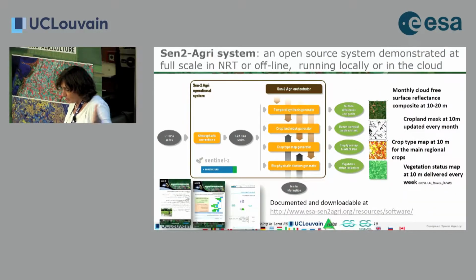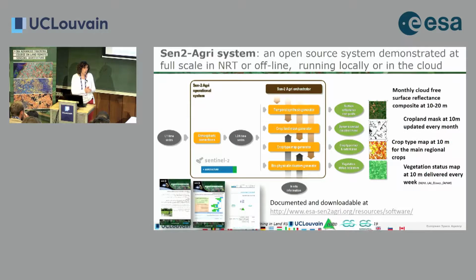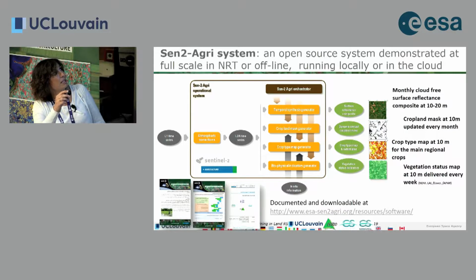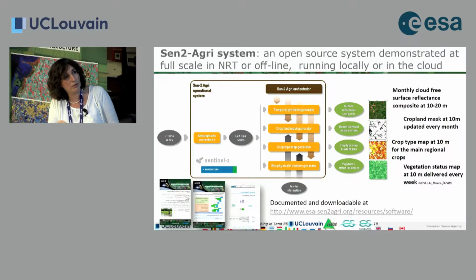So what is the Sen2Agri system? This is an open source system which has been demonstrated. It can be run in real time or offline. So you can really monitor the season, but you can also use it to process after the season or reprocess after the season in your area. And it can be run locally on a server or on the cloud. The Sen2Agri system includes reading or downloading level 1 products. It includes a module for the atmospheric correction and processors to generate the 4 products I have presented at the beginning.